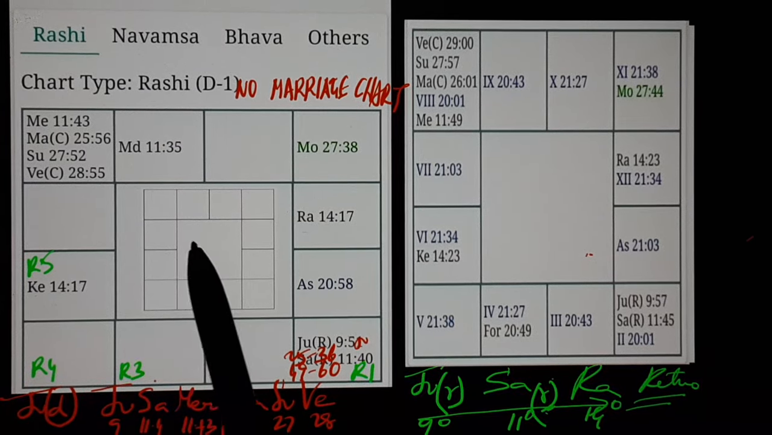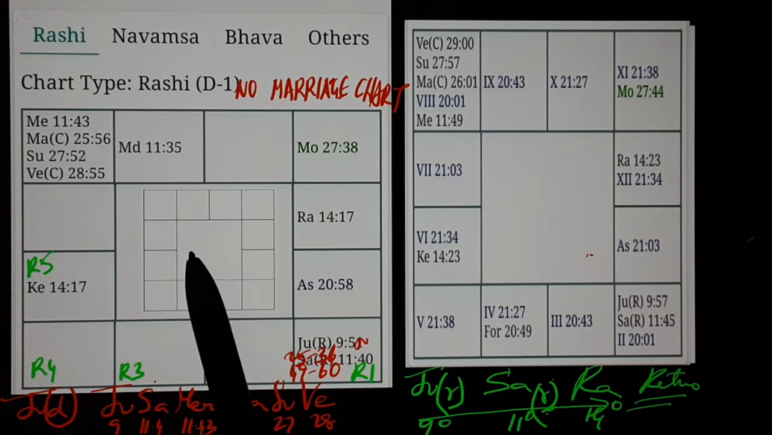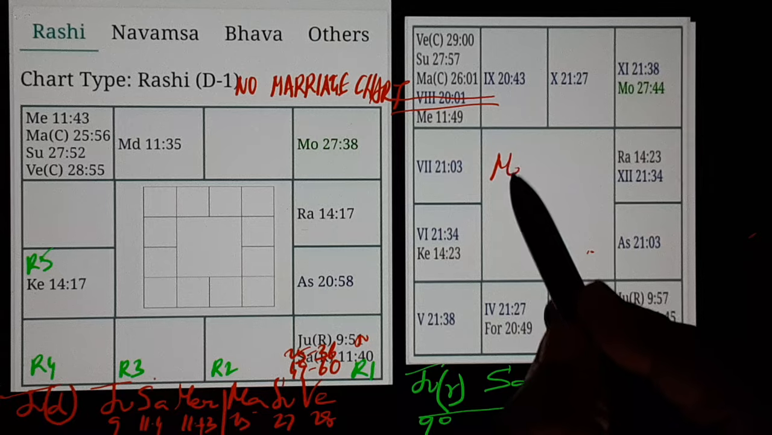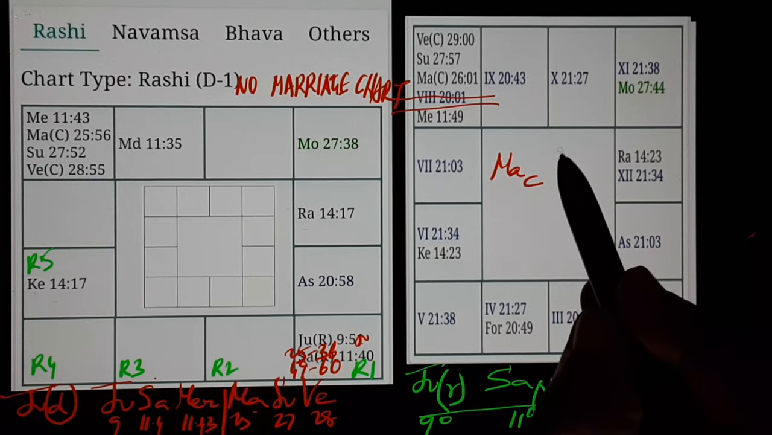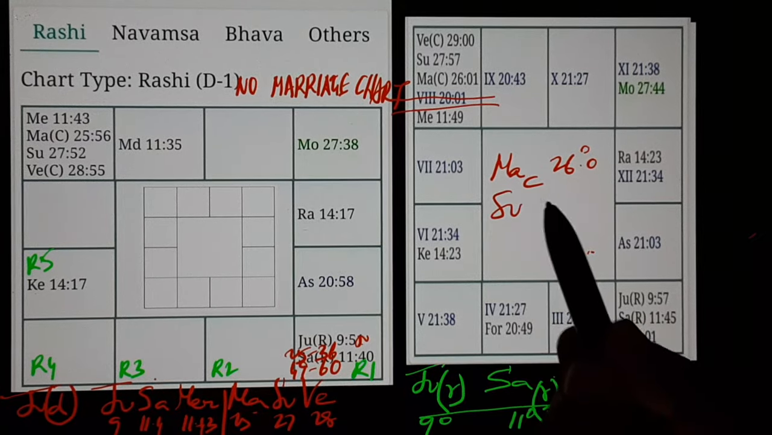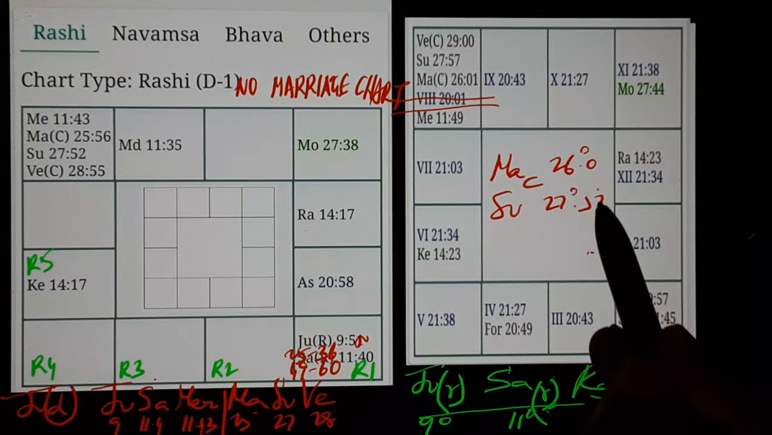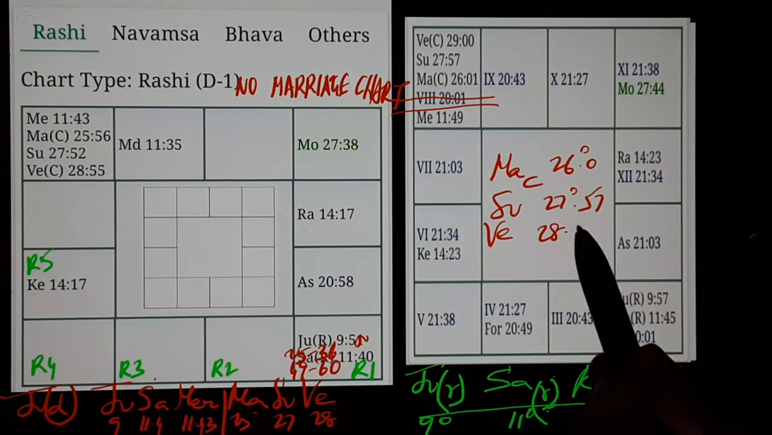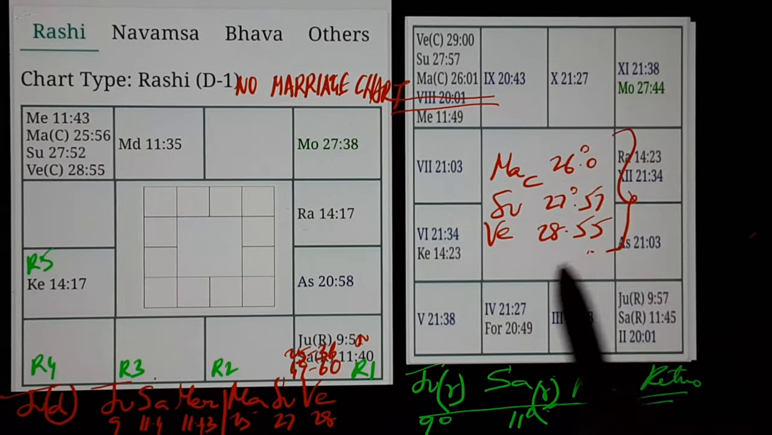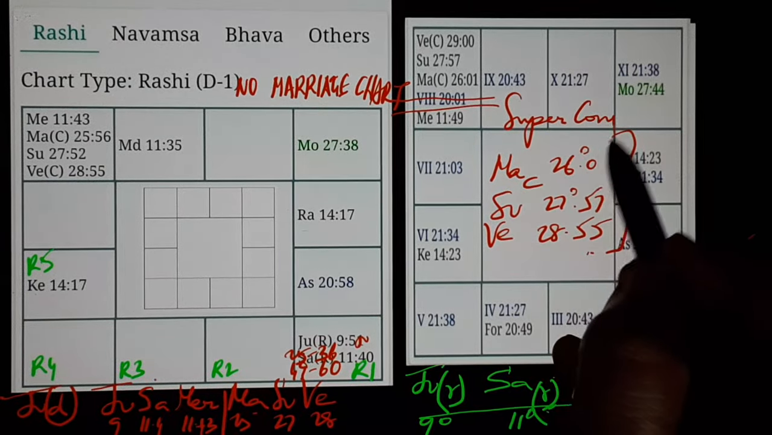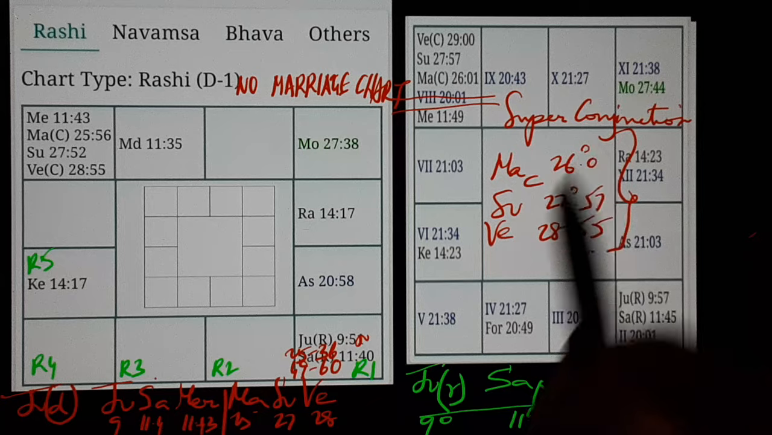And even if she manages to somehow get herself married, is there any chance of any happiness in the marriage? The Mars itself is combust. Very, very deep combustion. You can see Mars at 20 degrees, Sun is 27 degrees 57 minutes, and Venus is 28 degrees 55 minutes. See the close nature of combustion. This is called super combustion, super conjunction and also super combustion.